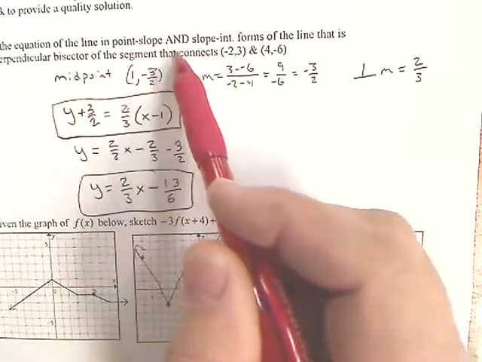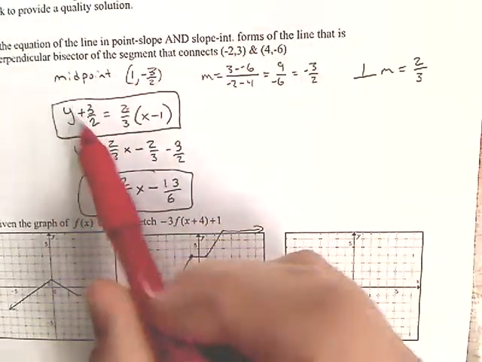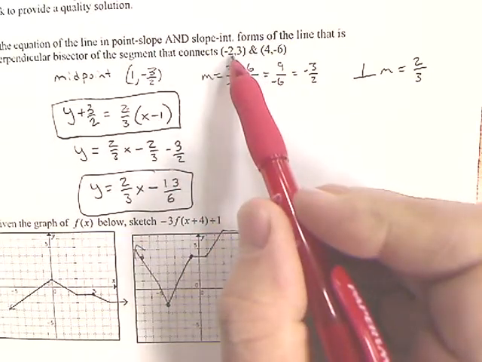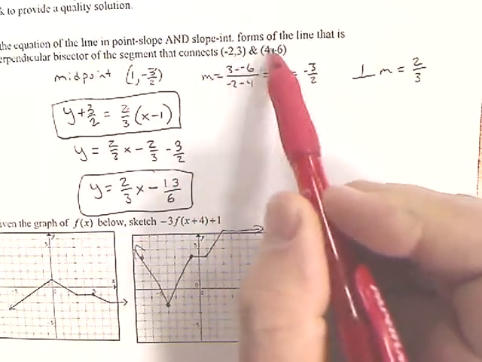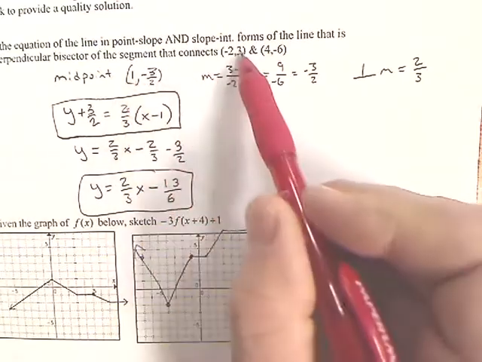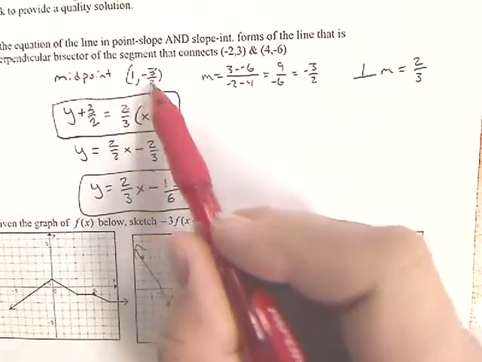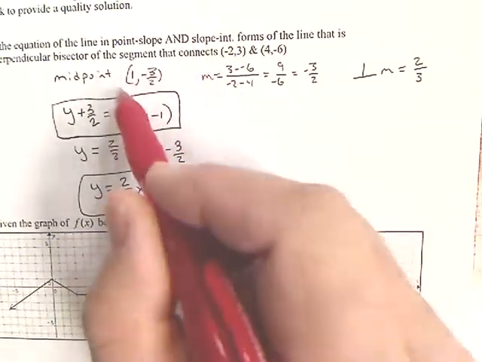Alright, find the equation of a line in point slope form that is the perpendicular bisector. So I need the midpoint. The midpoint would be averaging those two guys, add them together, divide by 2. That's how I got the 1. Add those together, and I get negative 3 divided by 2, which is negative 3 over 2. So that's part of what I need.